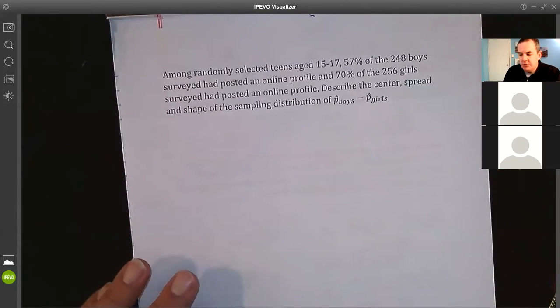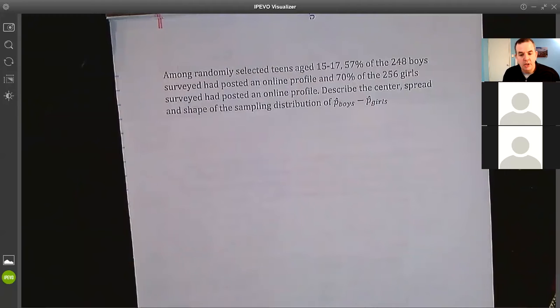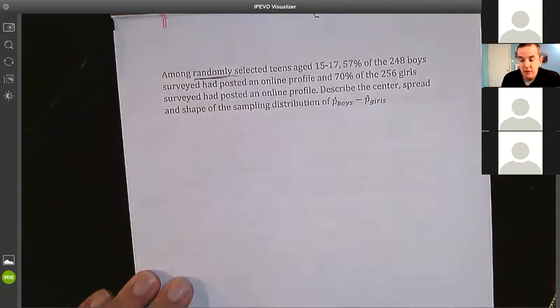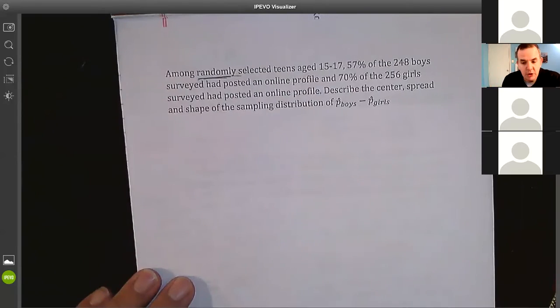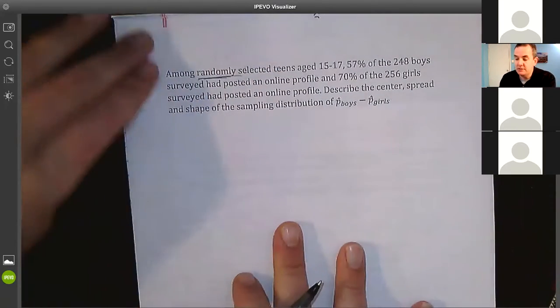when this comes to my center, it's always the random check. Do I meet the random check here? What do you think? Looking at this, do I meet the random check? Was this thing done randomly? Yeah, because it says among randomly selected. It says randomly selected at the top. That's all we have to work with, just that phrase. So it's randomly selected.